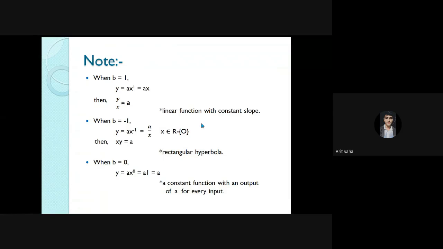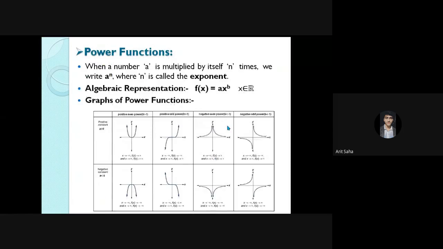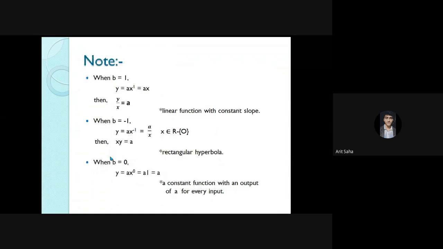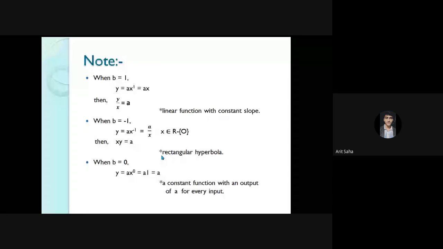In this case, the graph looks very similar, but not exactly. When b is equal to 0, whatever the input of x is, x to the power 0 will always give 1. So y will be a. In this case, it will create a straight line parallel to the x axis, because for any value of x, it will give y equal to a.